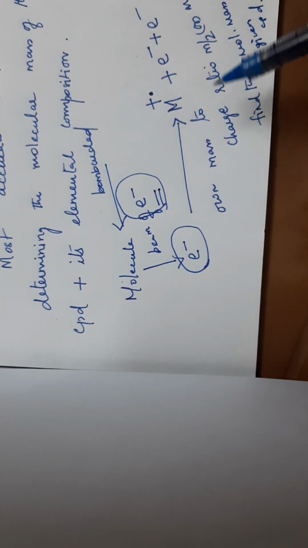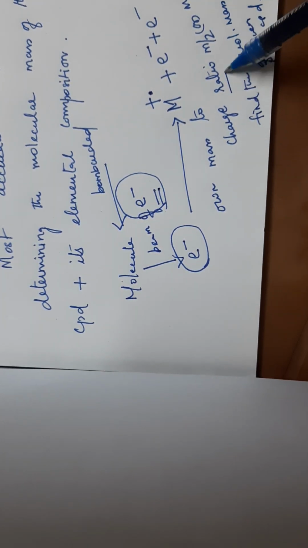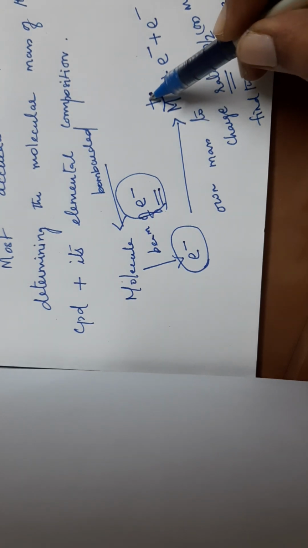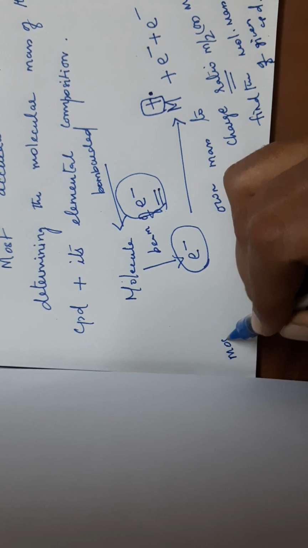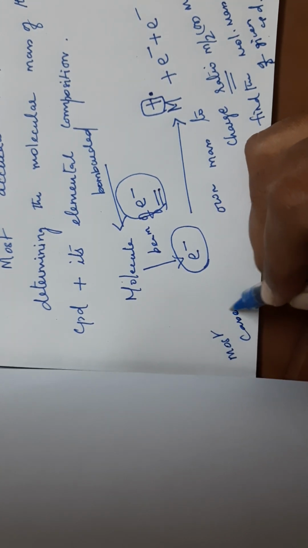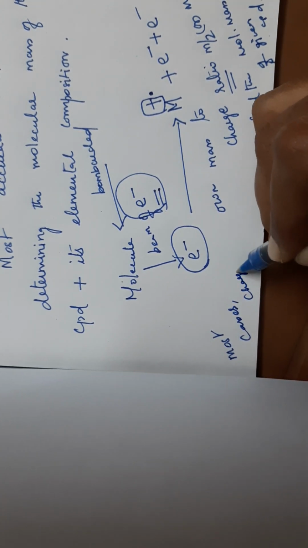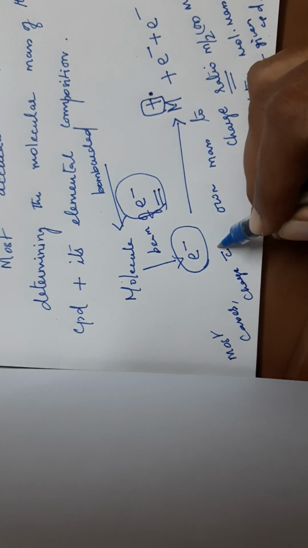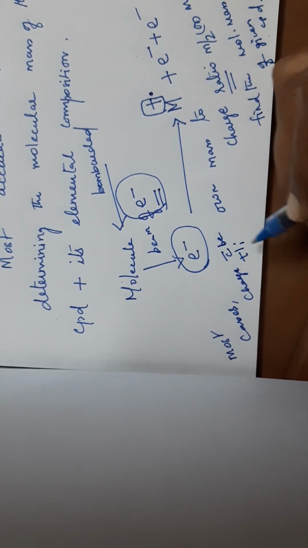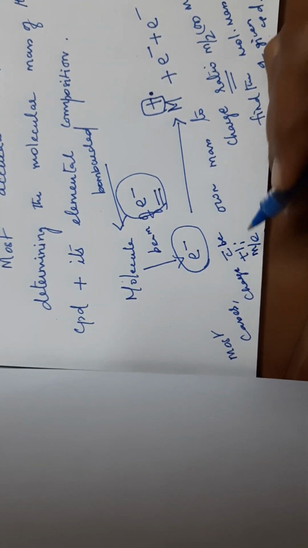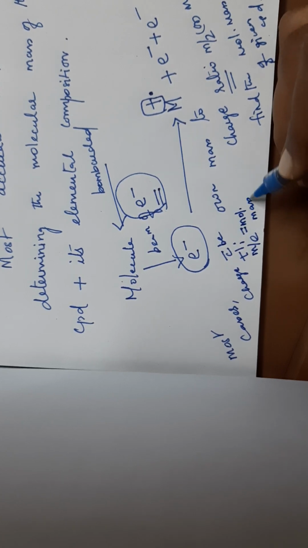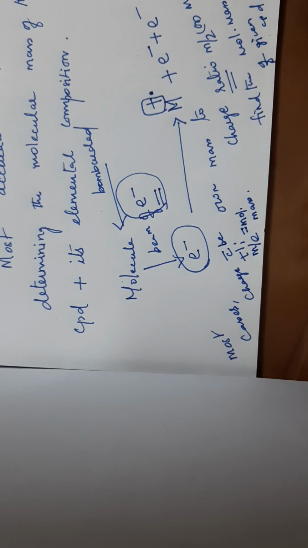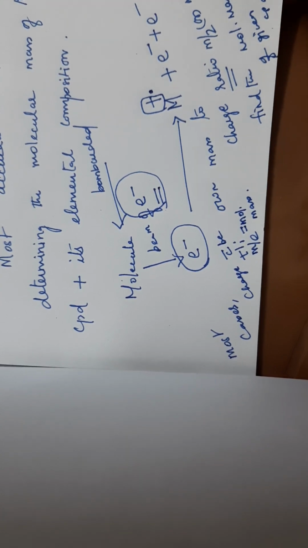Suppose now, what is this charge? This is the charge which is obtained by this molecule. In most cases the charge will be plus 1, hence the m by e value, or m by z value, will be equal to the molecular mass of the compound.